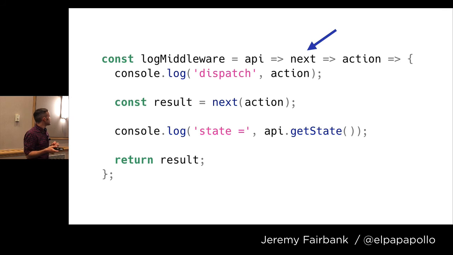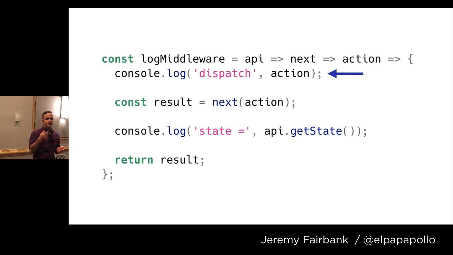Next will be a reference to whatever the next middleware is in the chain if you have multiple middlewares. Otherwise, if you're the last middleware, it'll essentially pass it on to the reducer. And then finally, the action is just whatever action was currently dispatched.